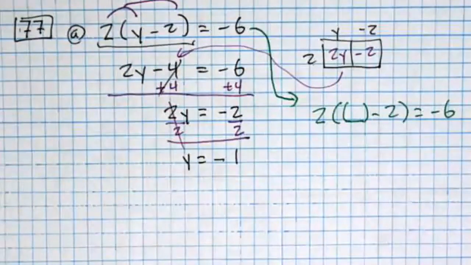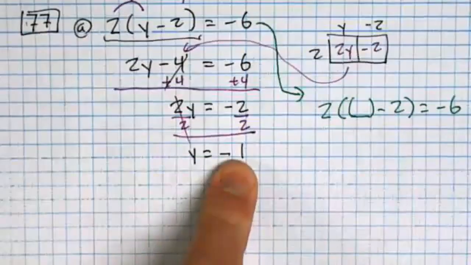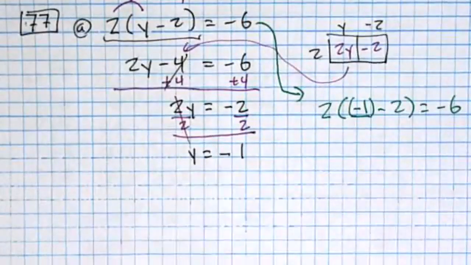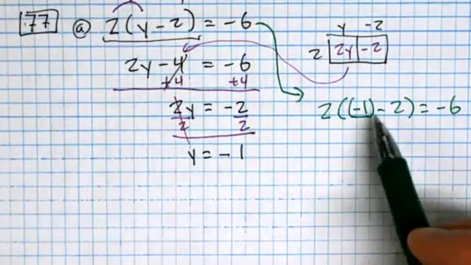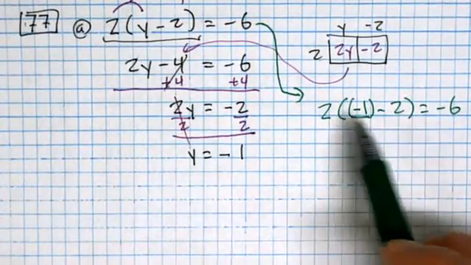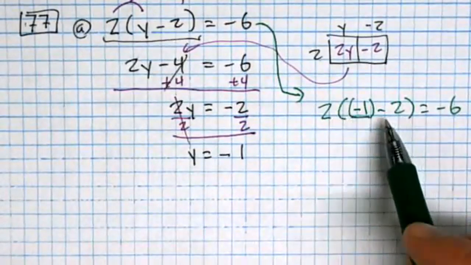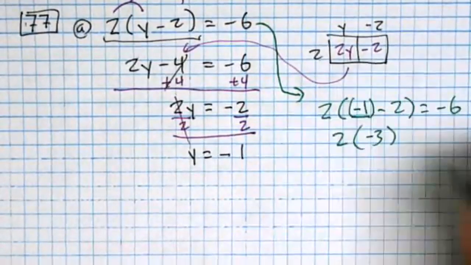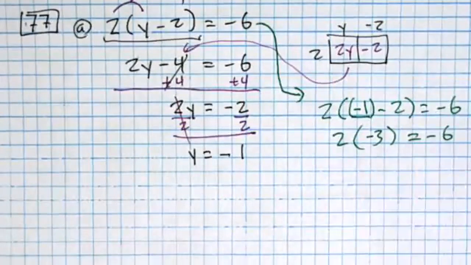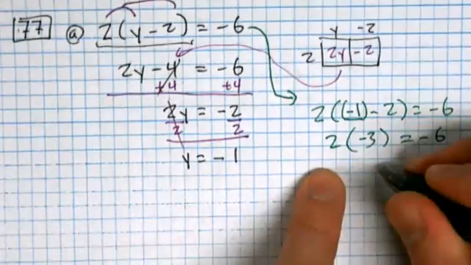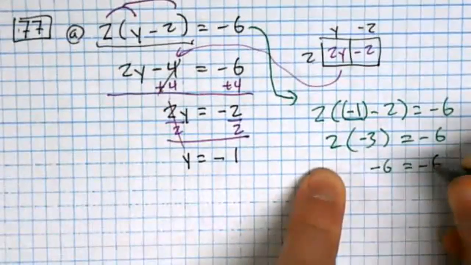And what are we going to put in place of the y? We're going to put negative 1 in place of the y because we think y is negative 1. Order of operations tells us to do the parentheses first. So I'm looking at this big parenthesis here. What is negative 1 minus 2? That's negative 3. There's still a 2 out in front there. And what is 2 times negative 3? Negative 6. So I end up with negative 6 equals negative 6.